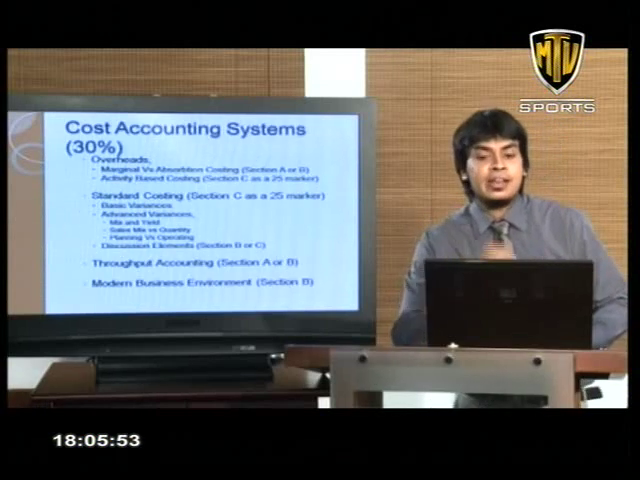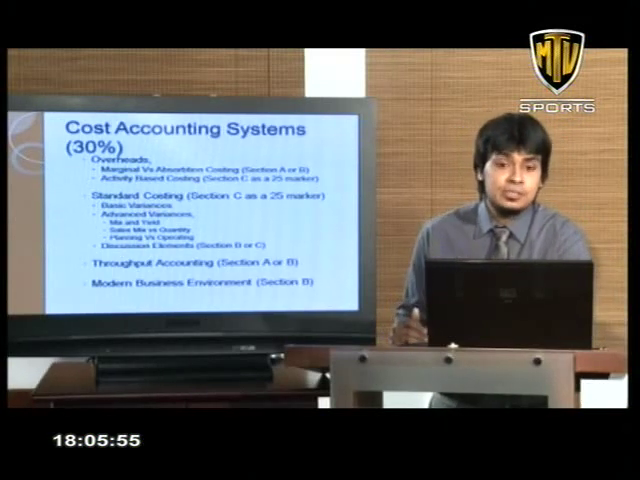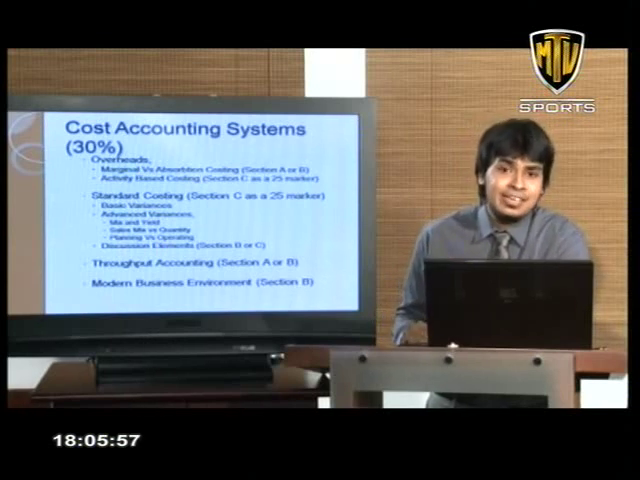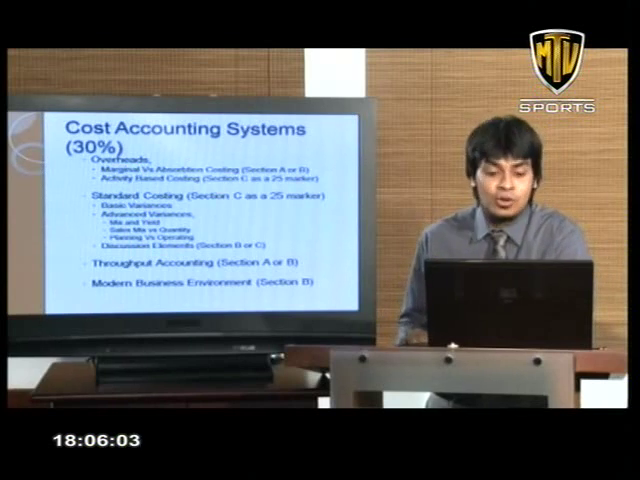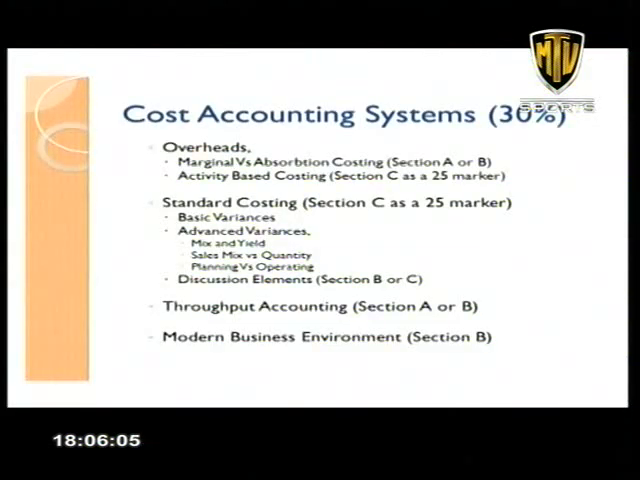Moving on. As far as cost accounting systems go, I can split this particular chapter into 4 main areas. One thing is dealing with overheads. The next thing, standard costing, throughput accounting, and finally, modern business environment.